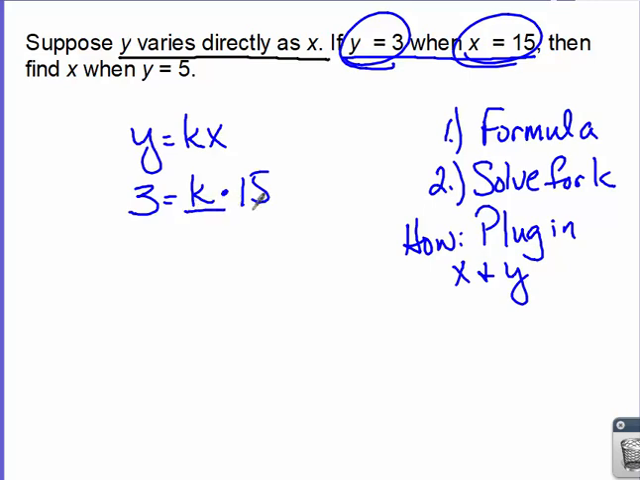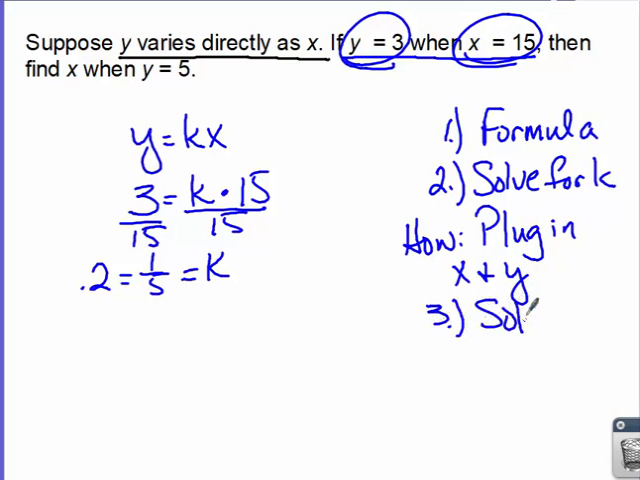Well, how do I get rid of that? I do a divide by 15. And if I do that on one side, I must do that on the other. So that tells me that k is equal to one of two things. Either I simplify 3 over 15, which simplifies to 1 over 5, or I type that in on the calculator and I get 0.2 as an answer. Either one is perfectly acceptable. Okay, now the third thing I have to do then is solve for the unknown.